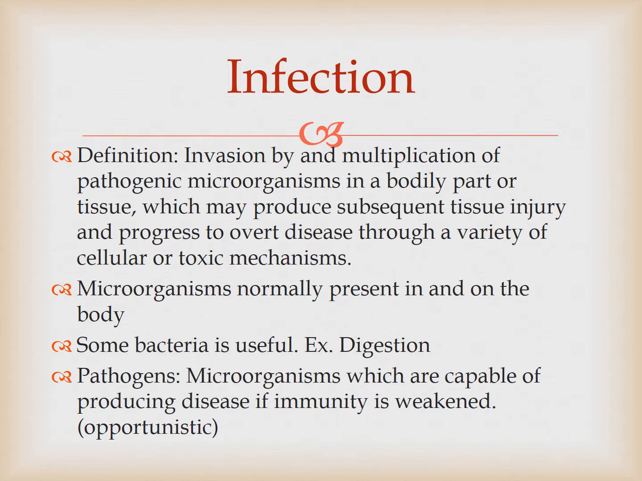Pathogens are microorganisms that are capable of causing infection or illness. Opportunistic pathogens are capable of producing an infectious disease if the health and immunity of the individual is weakened. The pathogen takes advantage of the individual's weakened ability to fight it off and takes the opportunity to produce an infection or illness.